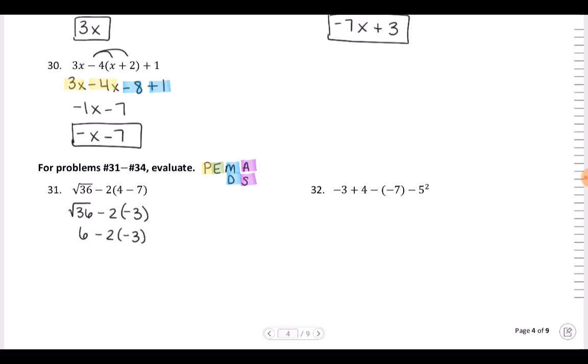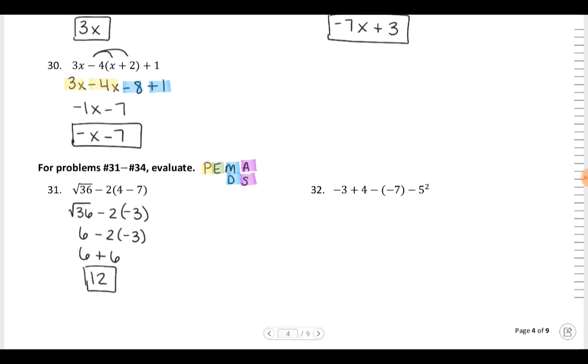Okay, and then after I have done my evaluating or exponents or whatever, then we look for multiplying and dividing. And I see here that I do have multiplication because of these parentheses. This is -2 times -3. And -2 times -3 would be +6. Right? So now we would just add that together and get 12.